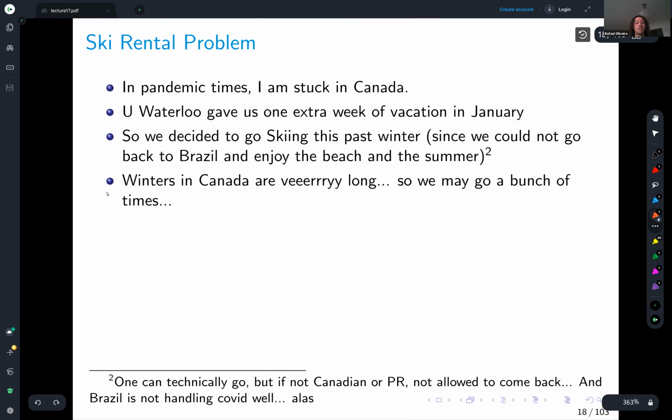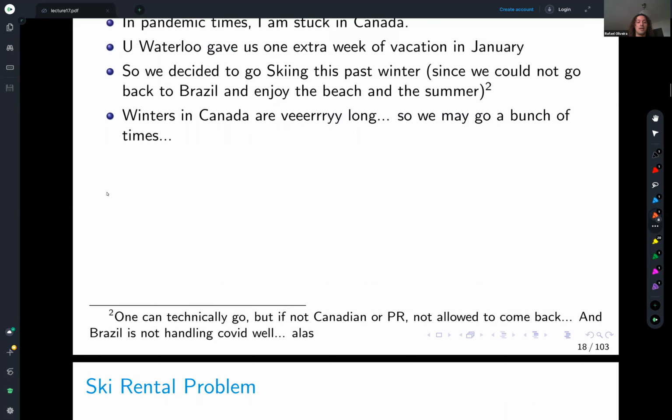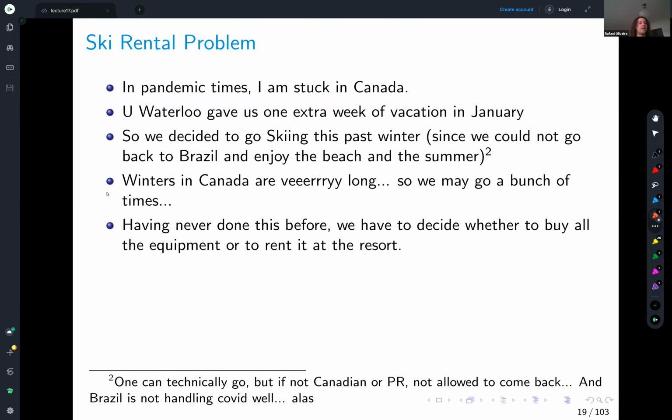Now, we also know that the winters in Canada are very long, so we may go skiing a bunch of times, and we know we're stuck here all the way through the end. Having never skied before, we have to decide whether we buy all the skiing equipment or just go to a resort and rent the equipment there. So that's the real problem: should we buy all the equipment beforehand, or rent at the resort?